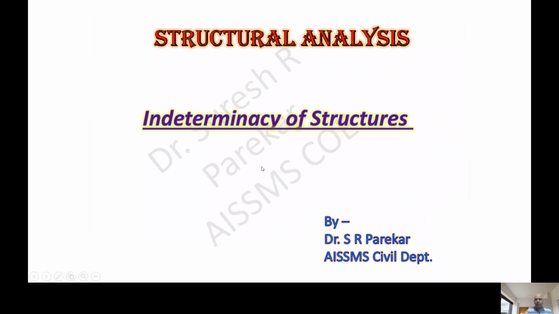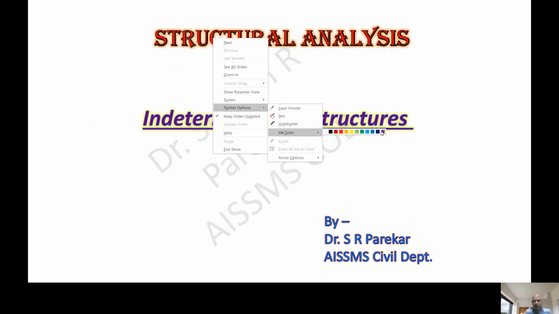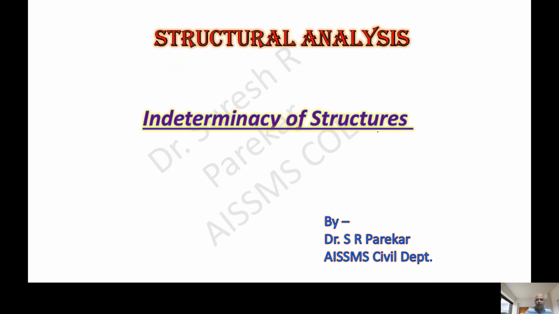Good afternoon. Today we are going to see the problems related with indeterminacy. Already we have gone through determinate and indeterminate structures. Now I will just write the two formulas over here. That is the formula for pin jointed structure. So for pin jointed structure, ds is equal to m plus r minus 2j.